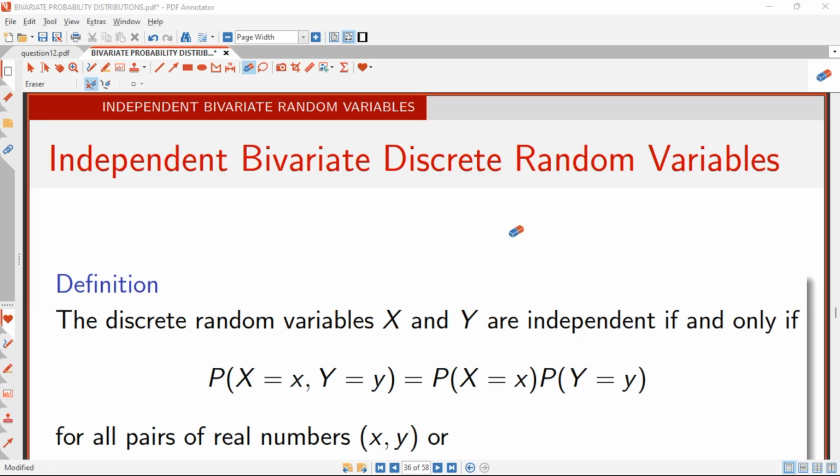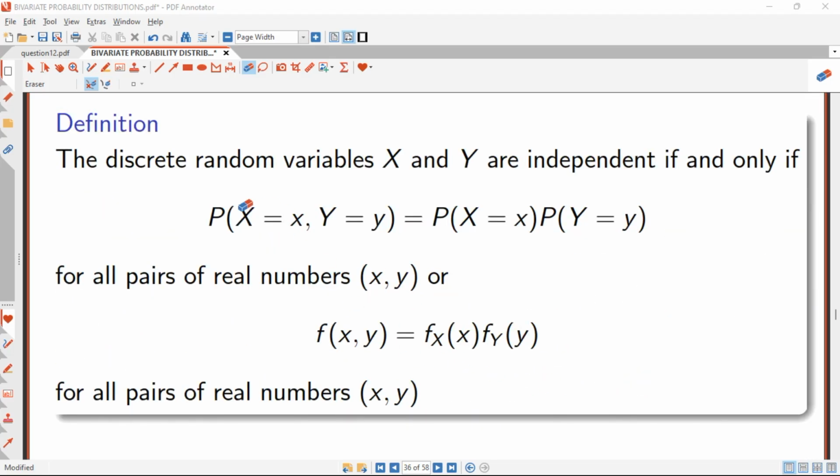So what does it mean? The discrete random variables x and y, here we are assuming them to be joint, are independent if and only if the joint probability of x and y is equal to the marginal of x times the marginal of y. You can choose to use the p, or you use the f. In any way you are not wrong, so don't get yourself confused.